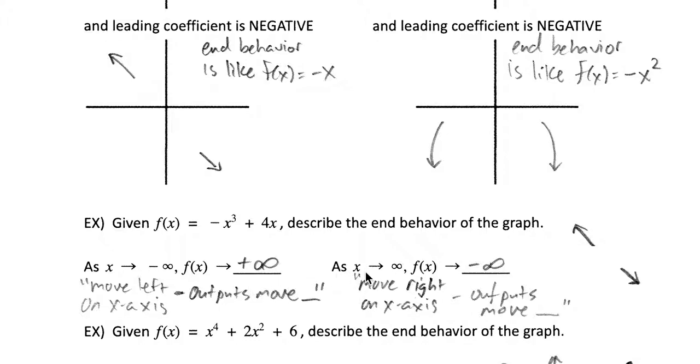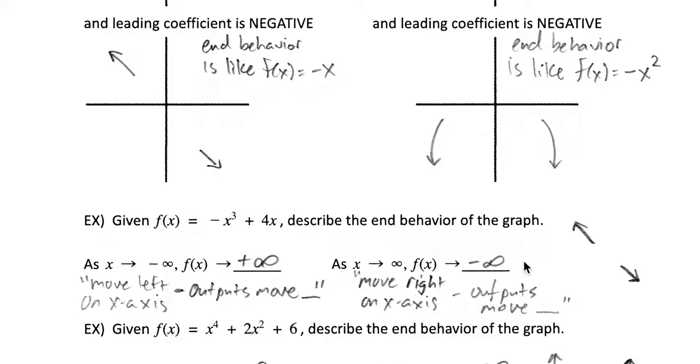Second part of it, as our x values approach positive infinity, or in other words, move right on the x-axis, plugging in more and more positive values, our output is going to approach, well, here we can see if we move right on the x-axis, our outputs are going down, or approaching negative infinity. So being able to sketch out that end behavior allows you to figure out what your outputs might be doing as you move to the ends of your graph.